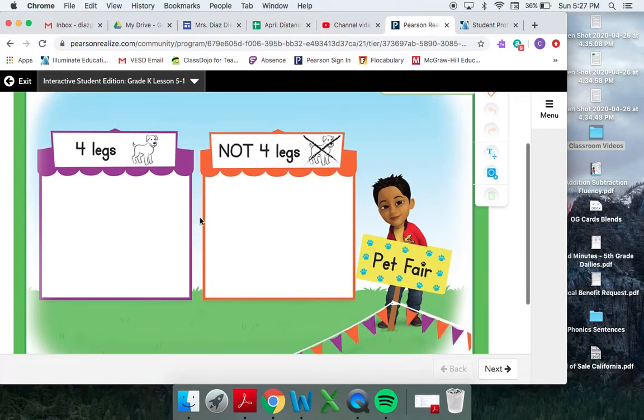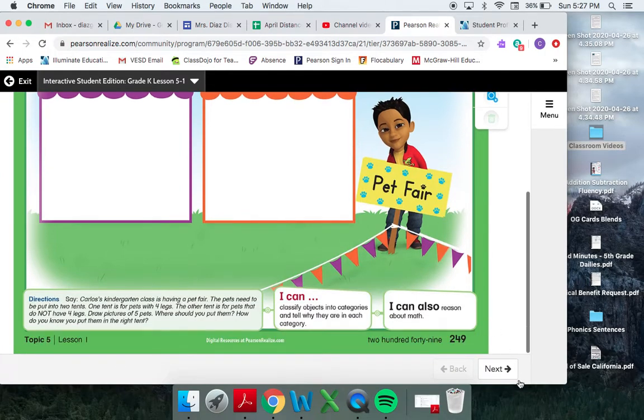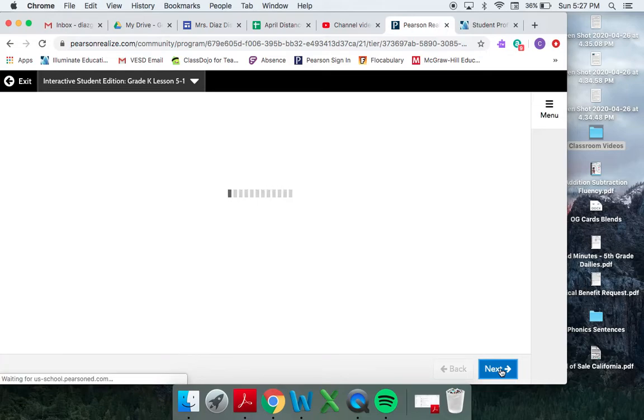So this is where kids get to decide what they want to draw. They can put whatever animals they want in here as long as they classify them into the right group. So make sure they understand here this picture shows 4 legs. This picture does not have 4 legs. So their animals must match. They must be sorted right.